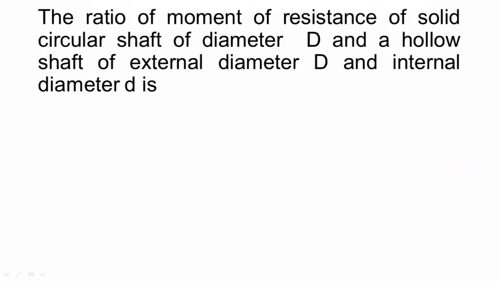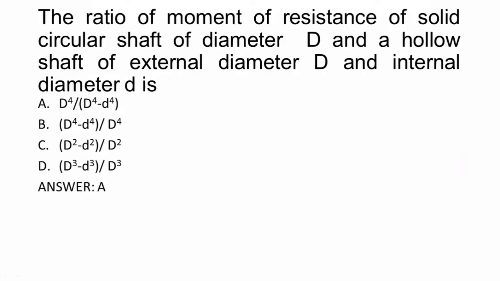The ratio of moment of resistance of a solid circular shaft of diameter capital D and a hollow shaft of external diameter capital D and internal diameter small d is D raised to 4 upon D raised to 4 minus small d raised to 4. Then this is the second option, this is the third option, this is the fourth option. So option A is correct.